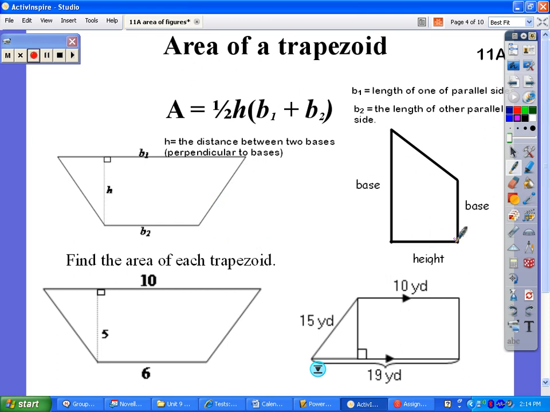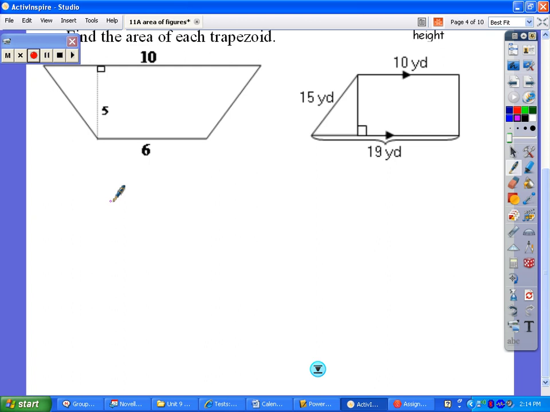In this trapezoid, the right one, we have our base here, and our height is our distance. So remember, base doesn't mean bottom, it means the length of the parallel sides. So for our first trapezoid, we want to find the area of this one.